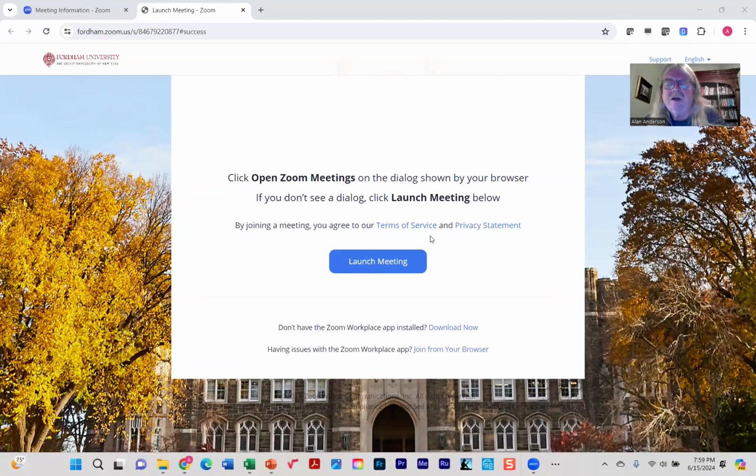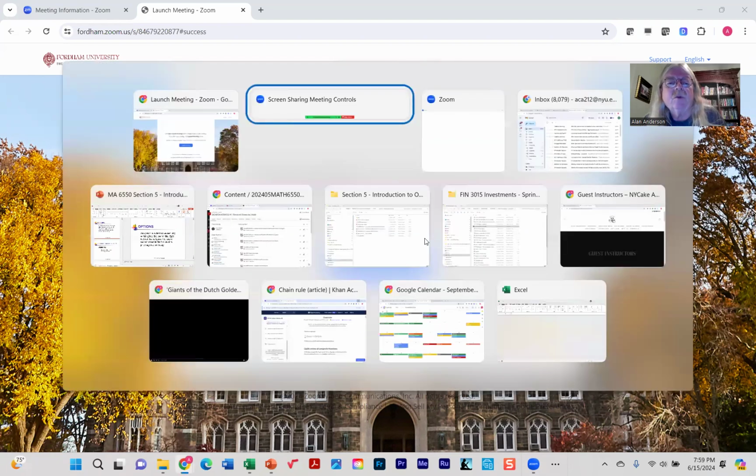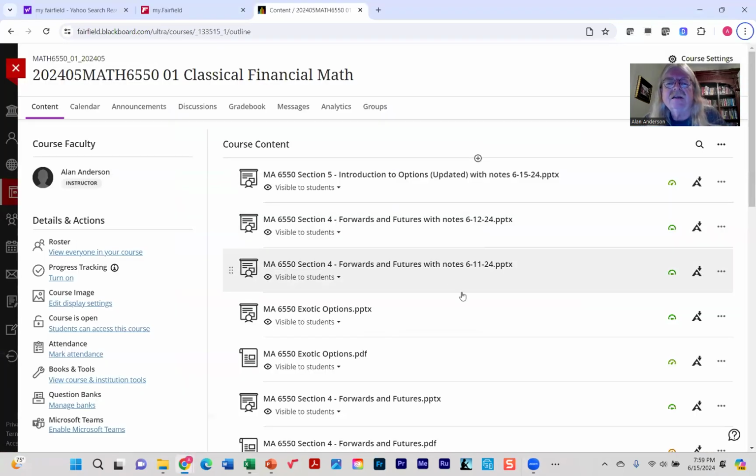Now, I do want to point out that what I've done here in Blackboard is I noticed that the notes that I had posted for chapter or section 5, options, had a lot of material in there that we won't have time to cover. And also there were issues with the graphs for some reason in the PPTX version. So I took what used to be called Introduction to Options and Introduction to Options Appendix, and I consolidated them into a single file called Introduction to Options Updated.